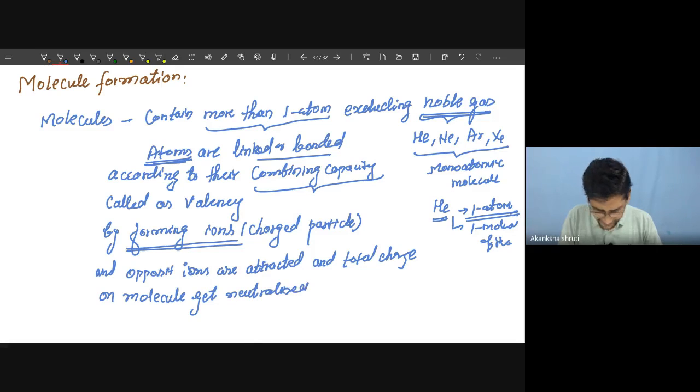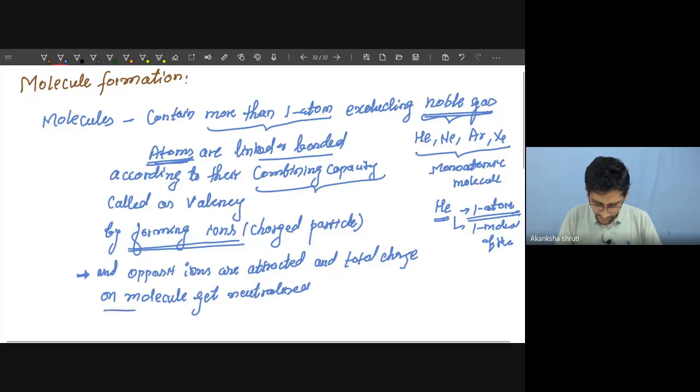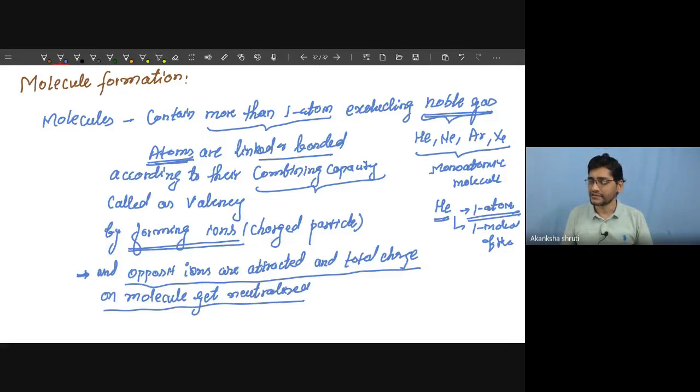What is this statement? I will explain it with an example. It is the key thing for forming the molecule. So what is this key thing? That I will explain.